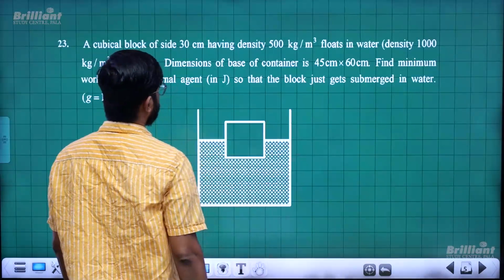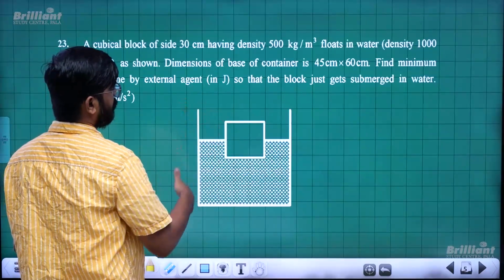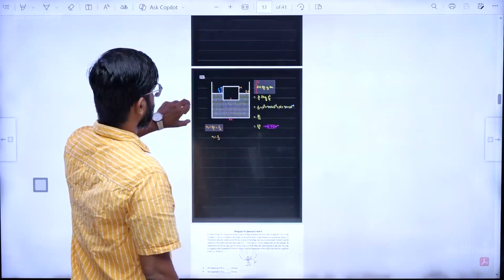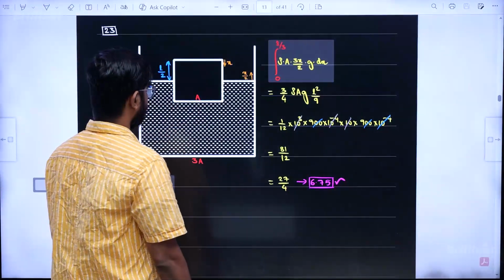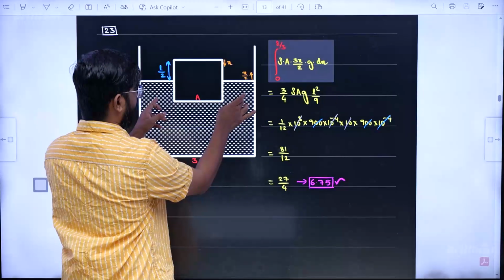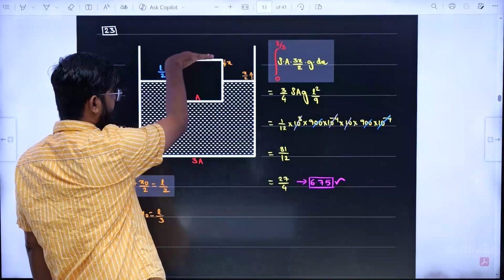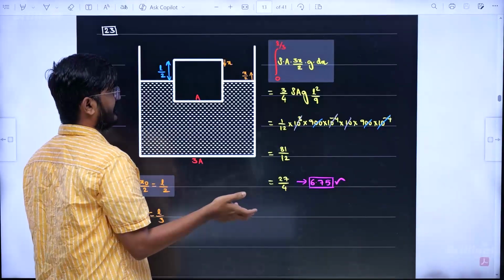You can look into that. Find the minimum work the external agent needs to do so that the block just gets submerged. Now you should understand, if this area is A and this area is 3A, then the remaining area here, other than this area, is going to be 2A. So if you press it down by distance x, it is going to displace a volume of A into x.